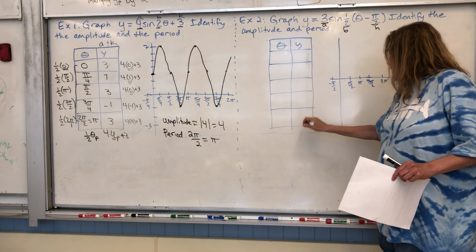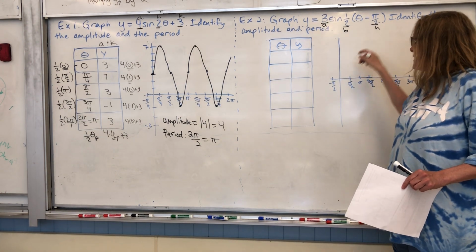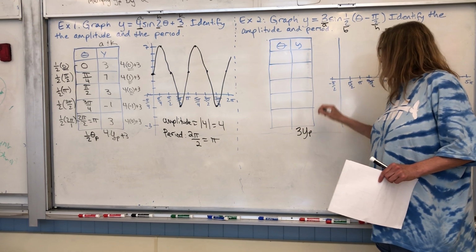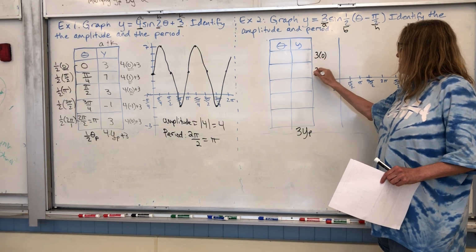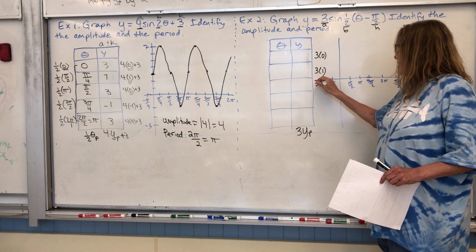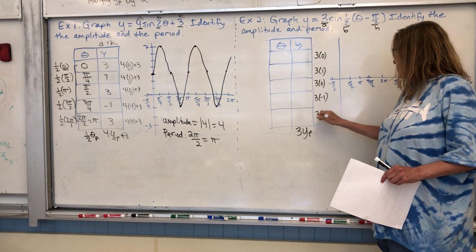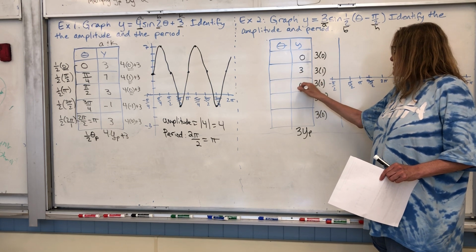A is going to be the thing that affects my Y here. There's no K on the end, so I'm just going to take all my Y parent values and multiply them times 3. So 3 times 0, 3 times 1, 3 times 0, 3 times negative 1, and 3 times 0. So these are my new Y values.